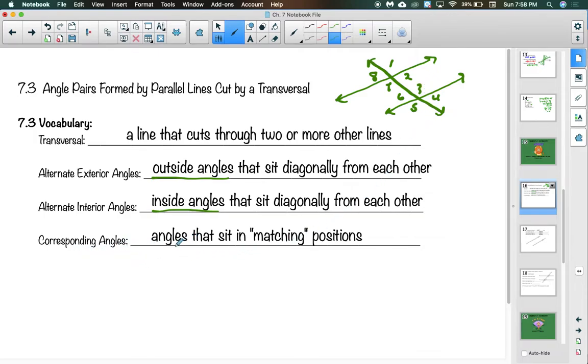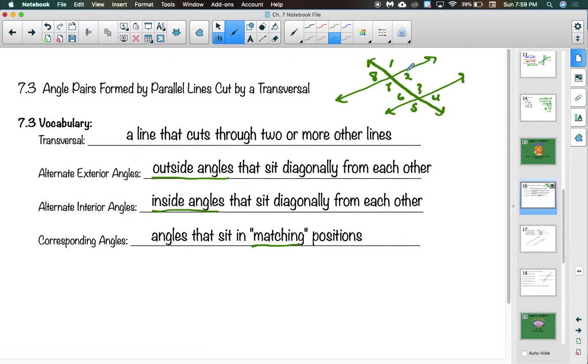Corresponding angles, angles that sit in matching positions. So matching means that if I'm talking about the top angle in this X, I'm talking about the top angle in the other X as well. So picture the X like we would for vertical angles. So angle 1 is the top angle. Angle 3 is also on the top of that X, so they would be corresponding angles.